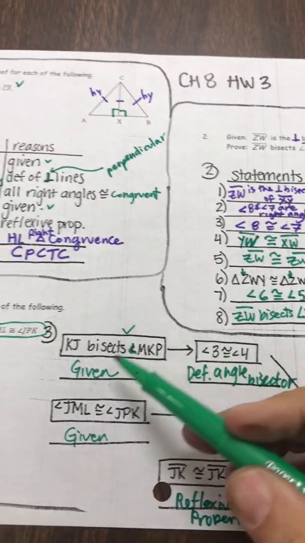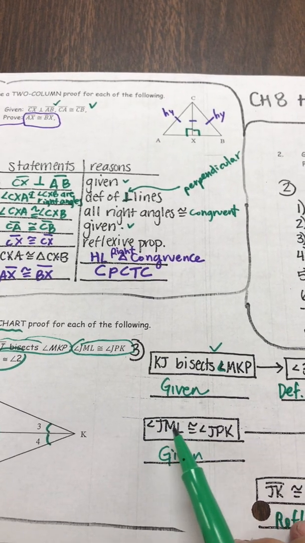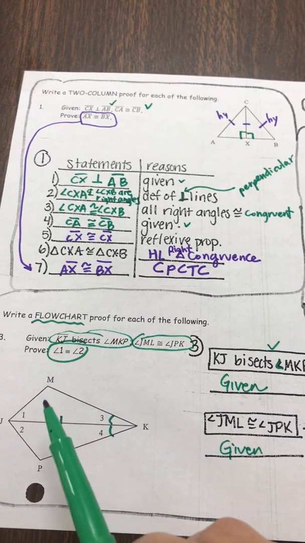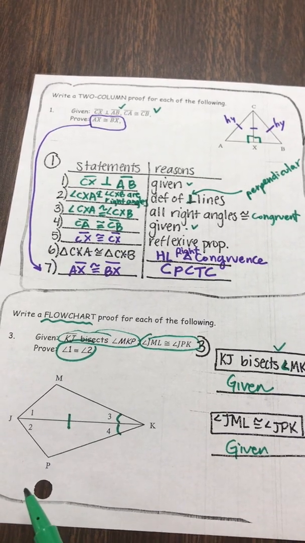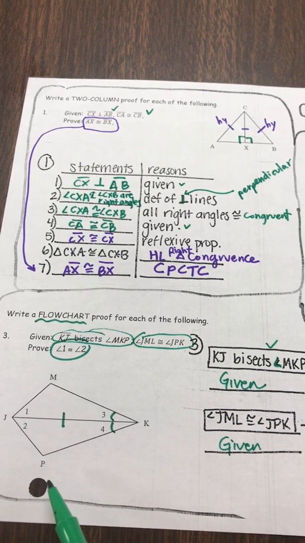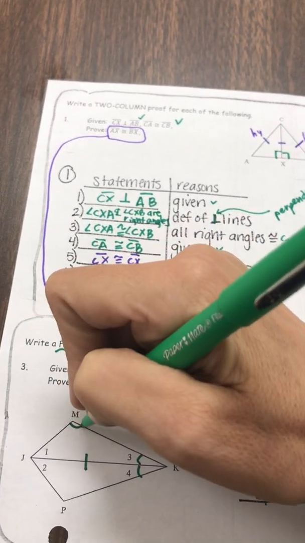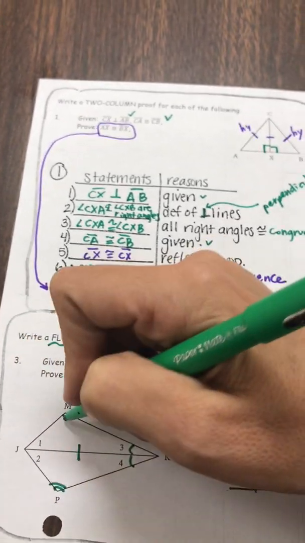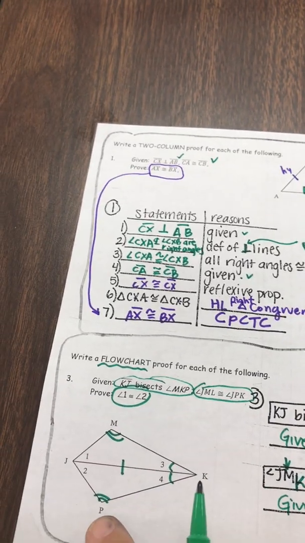Okay. So now, I'm looking at my evidence. They also gave me this. JML is congruent to JPK. Let's see. JML. I'm thinking that's a typo. JPK. So I'm thinking this is supposed to be a K. Okay, so I'm thinking that this was supposed to be the angle at M and the angle at P are congruent. All right, so I'm going to put two necklaces. Sorry about that typo. I knew there was a typo. I just couldn't remember where it was.